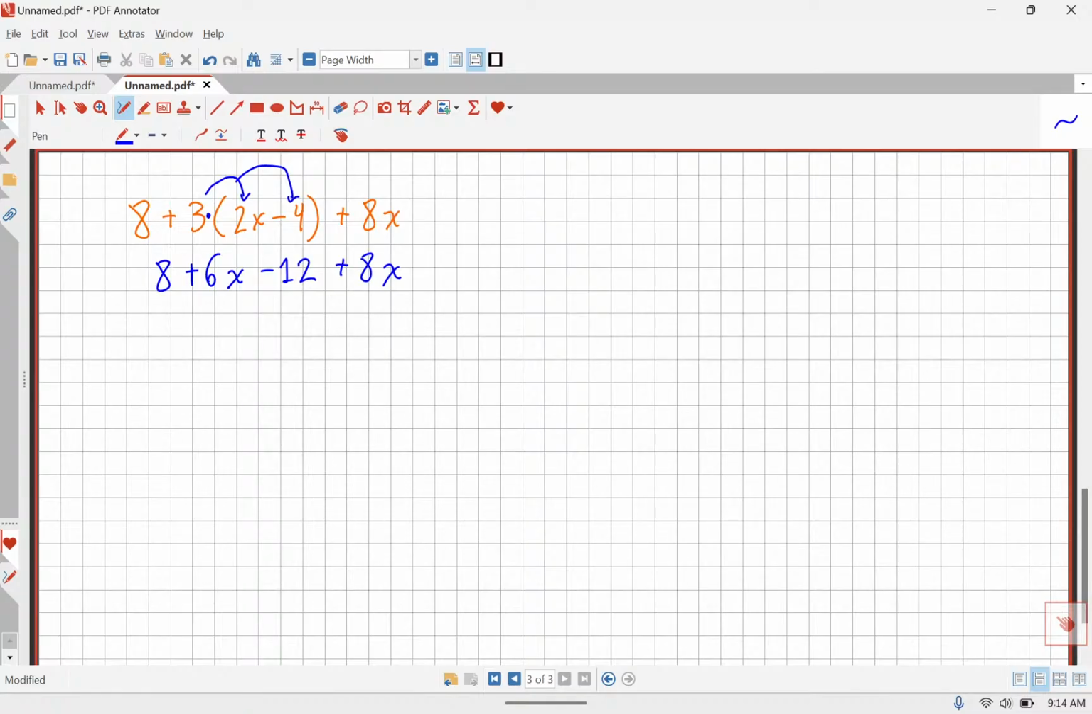Tice, what did you put together here in this blue expression? Okay, so I did 6x plus 8x, which is 14x. And then I did 8 minus 12, which is negative 4. So I did 14x minus 4. Beautiful. And it's a negative 4, which is why that turned out to be a minus.